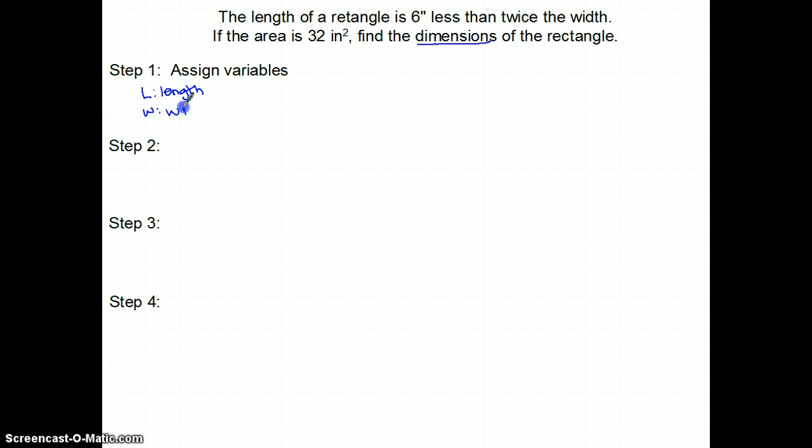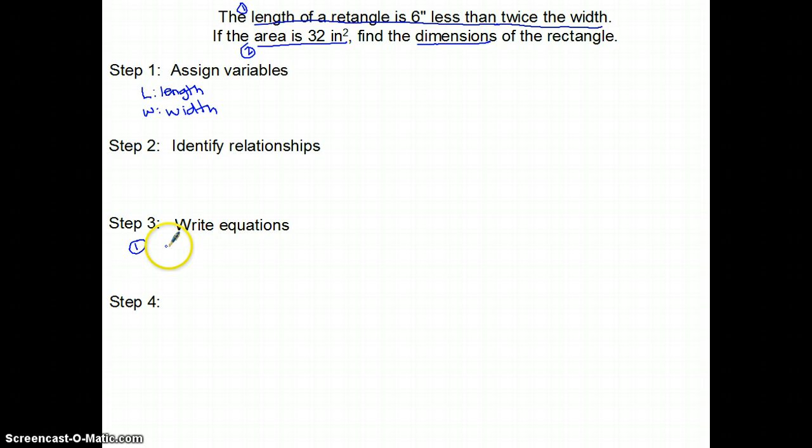Step 2, I'm going to identify relationships. Relationship number 1 is that the length of a rectangle is 6 inches less than twice the width. Relationship number 2 is that the area is 32 square inches. Step 3, I write my equations. From relationship number 1, I find that L equals 6 inches less than twice the width. So I start with my twice the width and subtract 6.